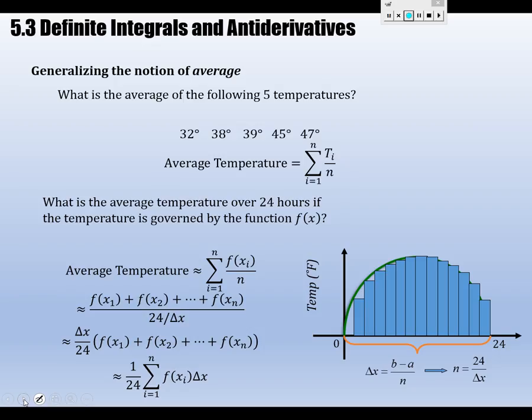I'll give you a second to digest. Think about it. You should predict my next move, obviously. That's not where I'm going to end. I'm going to do one more thing there. I'd like to get the exact value of the average, not an approximation, right? Take the limit, I hear you say.